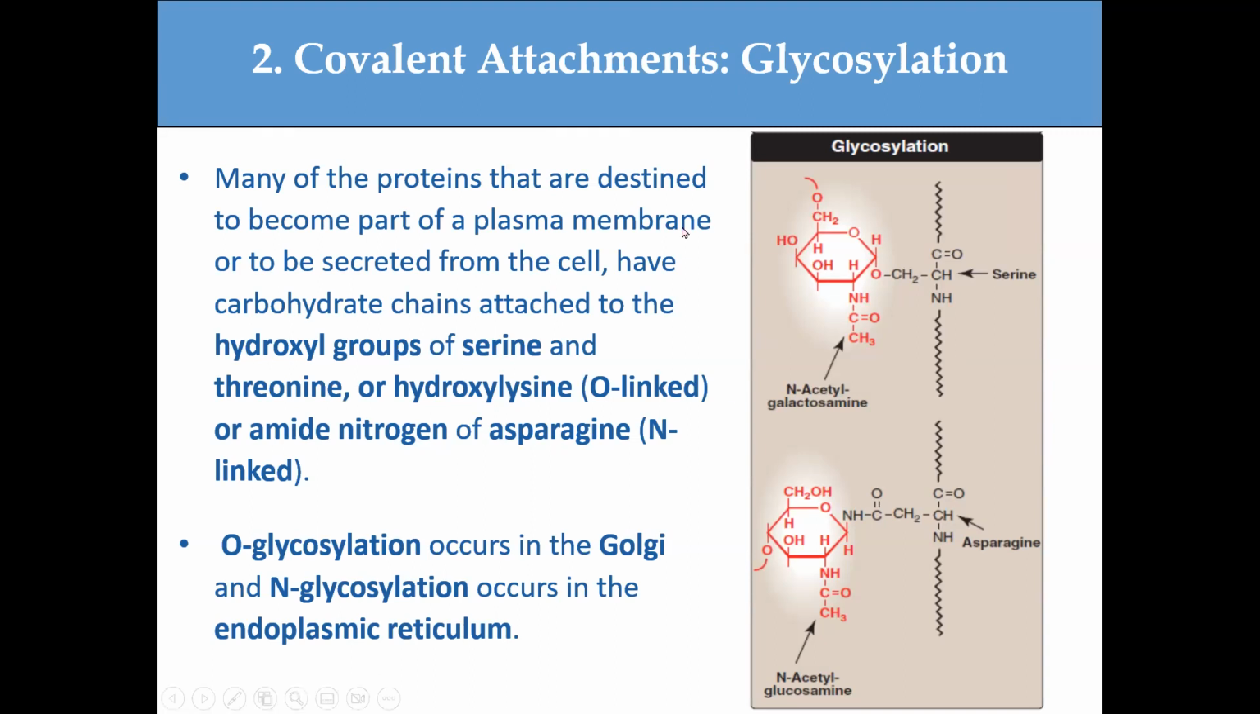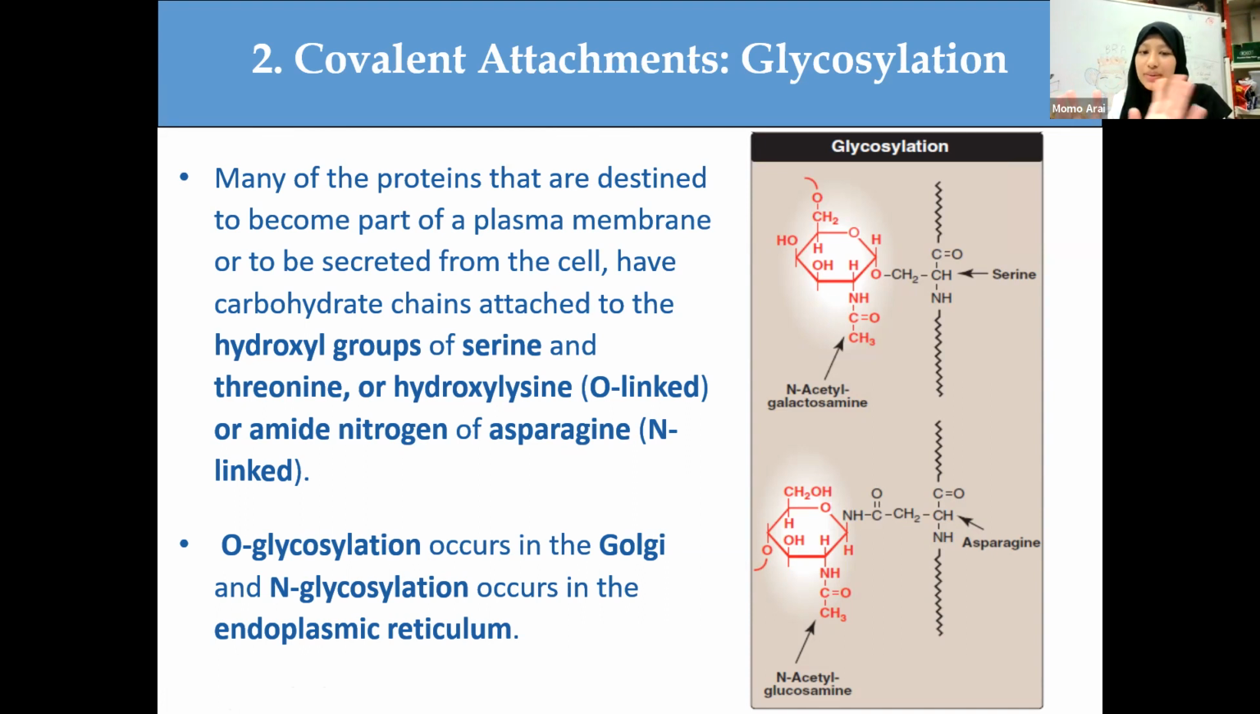Okay, so again, for carbohydrates, you have O-linked, attaching to the O of serine and threonine, because they all have the OH group. N-linked is when it attaches to the N, the amide group, of asparagine. Now, the place where this happens is different. It's not only on the endoplasmic reticulum.